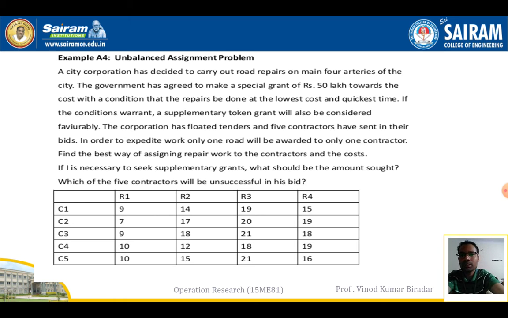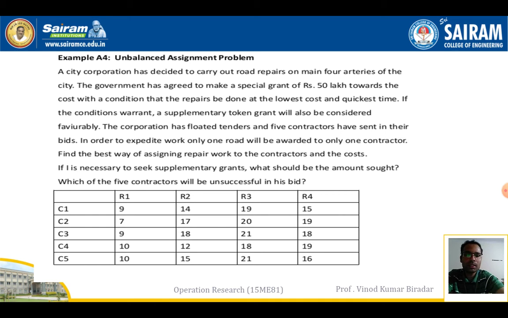A city corporation has decided to carry out road repairs on the four main arteries of the city. The government has agreed to make a special grant of 50 lakh rupees towards the cost, on the condition that the repair is to be done at the lowest cost and in quick time. If the conditions warrant, a supplementary token grant will also be considered favorably. The corporation has floated tenders and five contractors have sent their bids. In order to expedite the work, only one road will be awarded to one contractor. Find the best way of assigning the repair work to the contractors, and the cost should also be minimized if it is necessary to seek the supplementary grants.